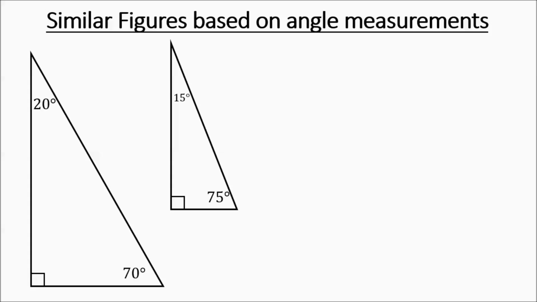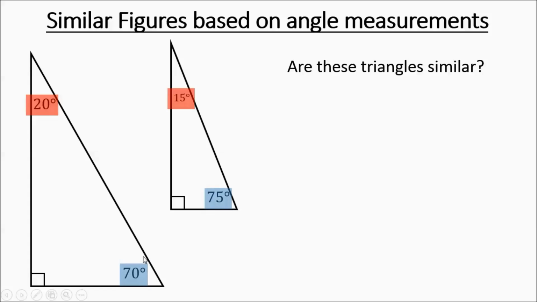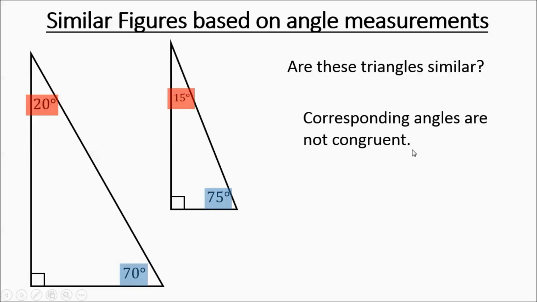Okay, so now we need to just see if these two shapes are similar. Are they similar? They don't give us any numbers, but we can make some decisions based on the angle measurements. If these triangles were similar, all of the corresponding angles should be congruent. They should have the same measurements. And right away we see 20 and 15 don't match up, 70 and 75 don't match up. These two corresponding angles are not congruent.